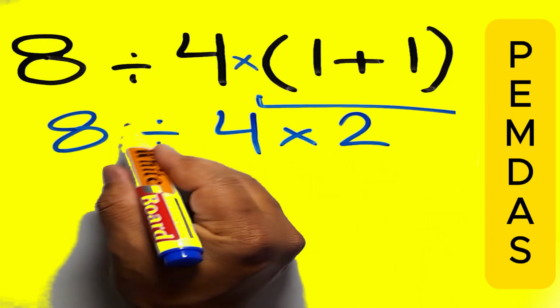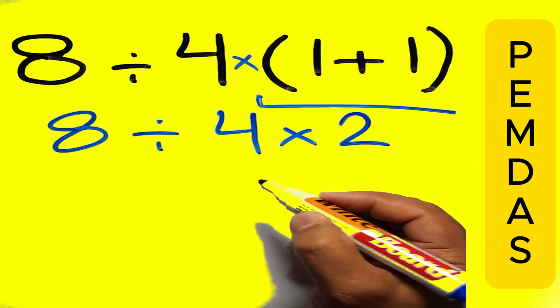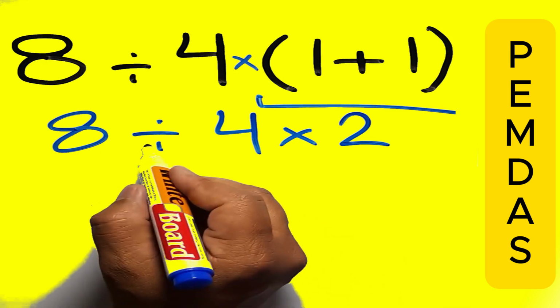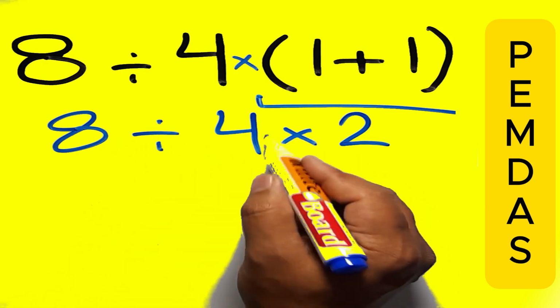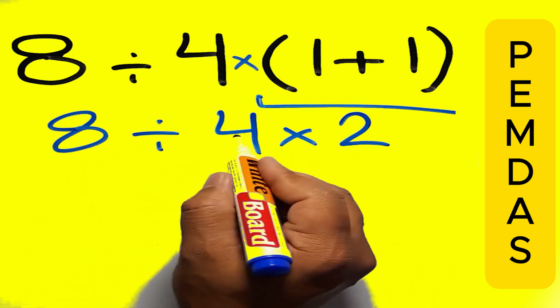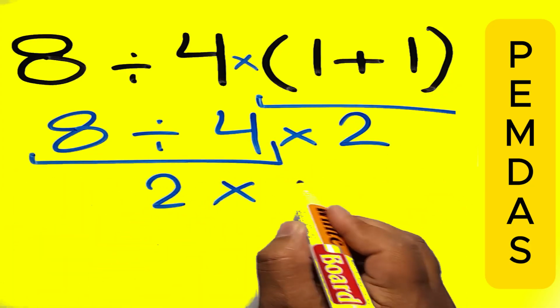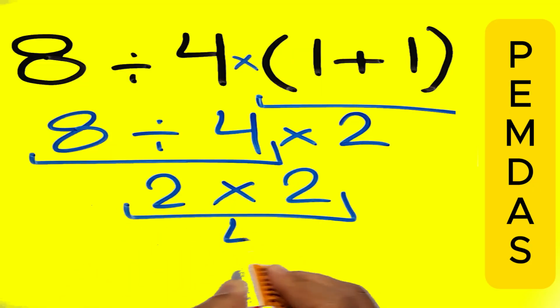Now we have 1 division and 1 multiplication. As I said, multiplication and division have equal priority, and we have to work from left to right. So here first we have to do this division, then this multiplication. 8 divided by 4 gives us 2. So 2 times 2, which equals 4. And this is our final answer to this problem.